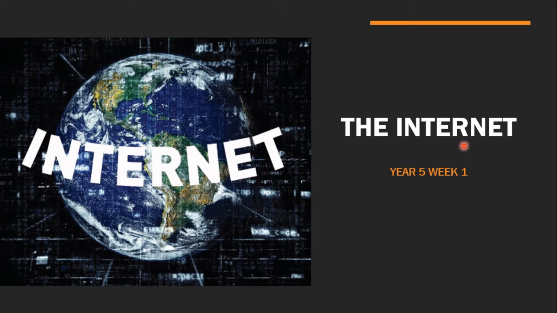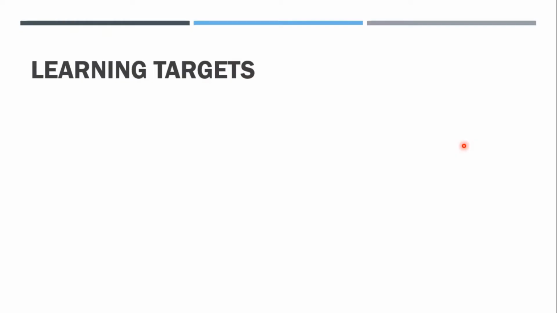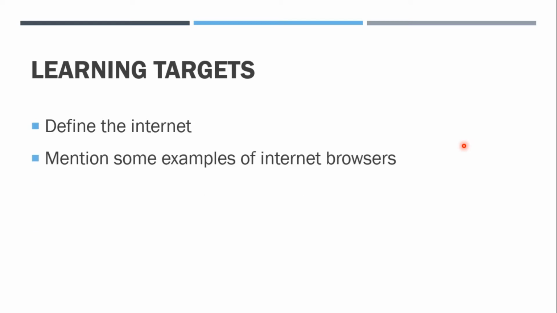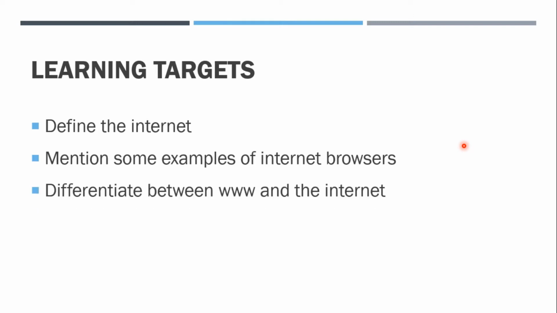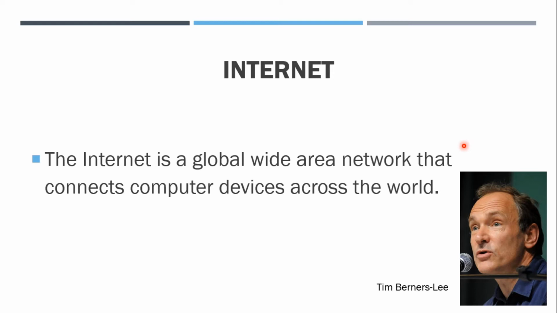Let's get started first with our learning targets. We should be able to define the internet at the end of this lesson, mention some examples of internet browsers, and differentiate between WWW and the internet. So we'll talk about that when we get there. Let's get started with the internet.